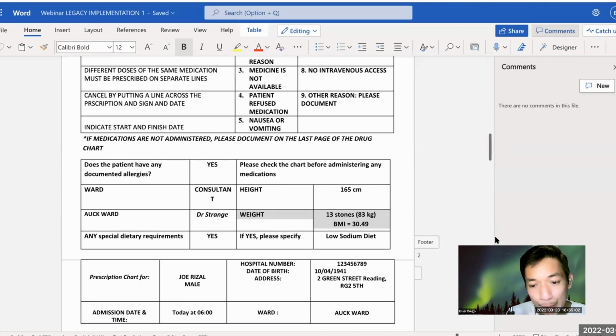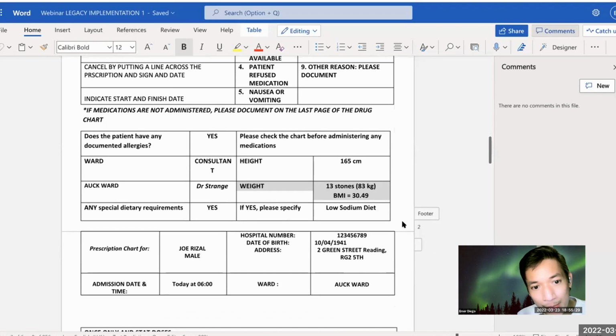Going back to our previous webinar, we learned that the maximum dose of paracetamol in a day is 4 grams. If you're going to give paracetamol round the clock, it should be every 6 hours only, and the maximum dose is 4 grams a day. For PRN, of course, you can give it every 4 to 6 hours, but do not exceed the maximum limit, which is 4 grams a day. Any questions so far?